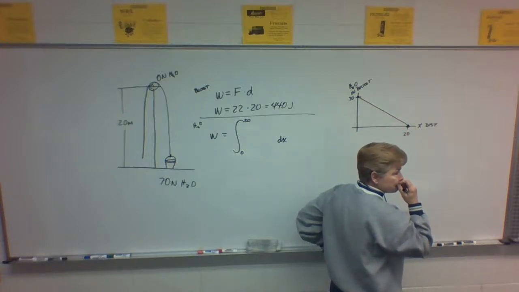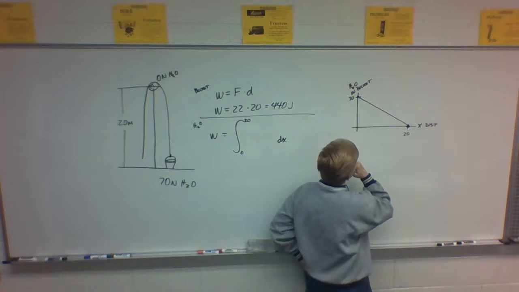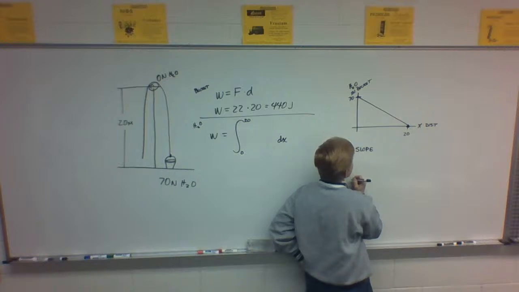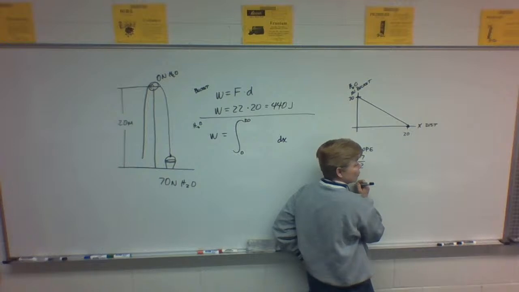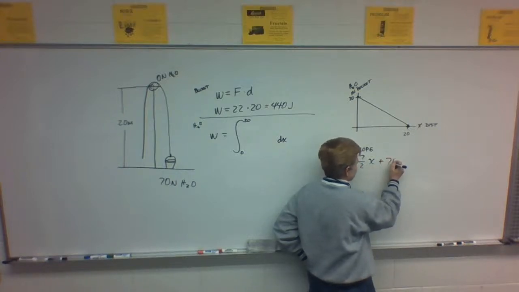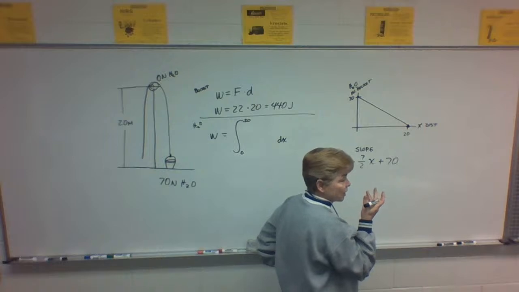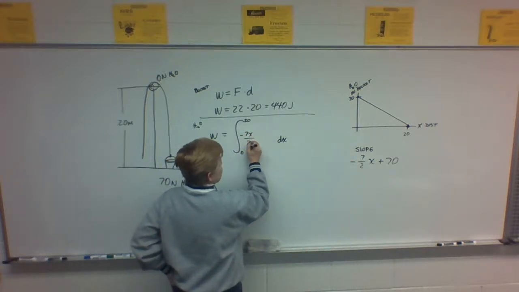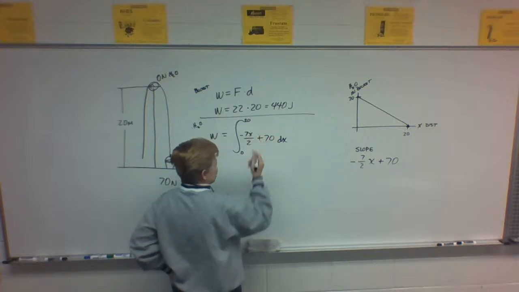Negative 7 halves x plus 70. What's the slope? Rise over run, which is negative 70 over 20, so negative 7 halves, right? It's negative because it's coming down. Plus 70, because that's where we start. Would that be okay? So I have negative 7x over 2 plus 70, or you can write it as negative 7 halves x plus 70. I don't care, it doesn't make any difference.